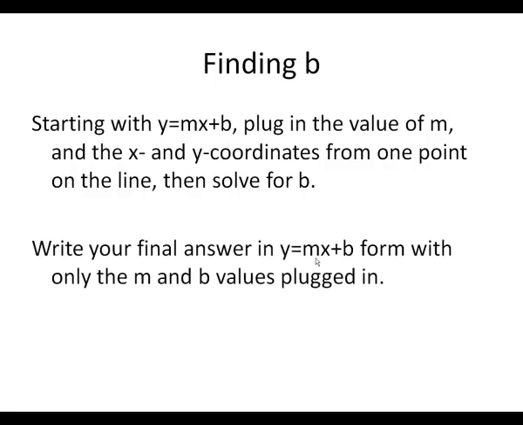Once we know our m value from the last step and our b value from this step, all we have to do is write our final answer in the y equals mx plus b format. In this last step, you leave the y and the x alone because y and x can change, but once you know the m value and the b value, you would plug those numbers in for m and b in the slope-intercept form, and you would have the equation for your line.